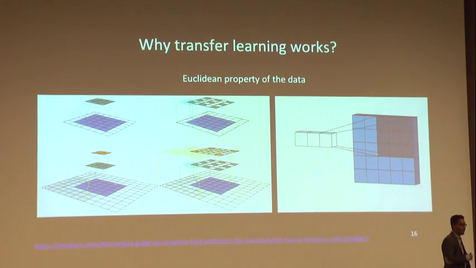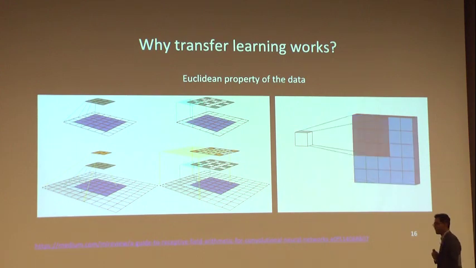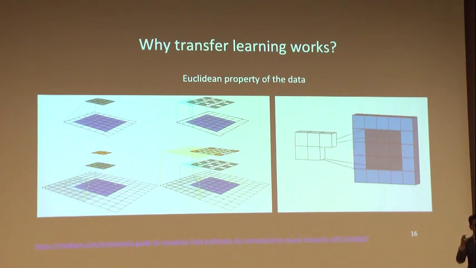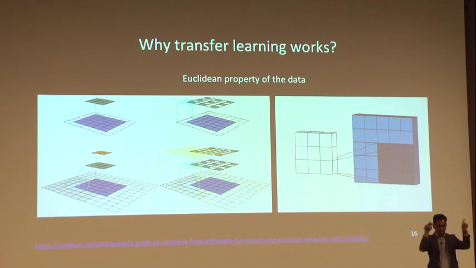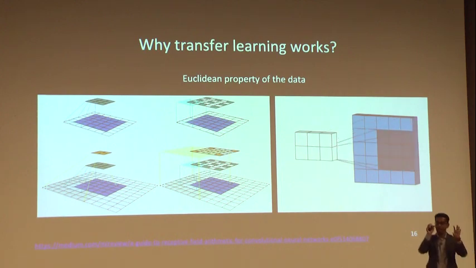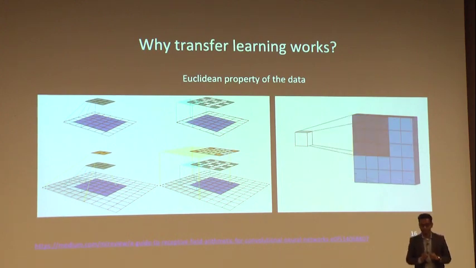Okay, so why does this transfer learning work, or in general, why do convolutional neural nets work? The secret sauce here is the Euclidean property of the data. What is that? If you take images, you can see images as pixel samples from a regular grid. Whatever images we see, we can place them on a two-dimensional grid, and they can be considered as pixel samples from that grid.